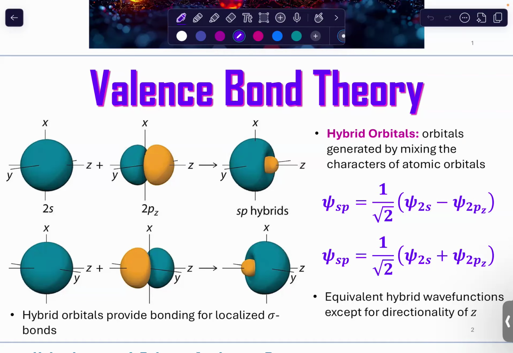Because, well, we no longer have the pure atomic orbitals, something else is happening. They're all blending together into these new structures. So what you get is mixing of various atomic orbitals. This is your LCAO. For example, your wave function for your sp orbital is going to be a half and half mixture of your 2s and your 2pz.